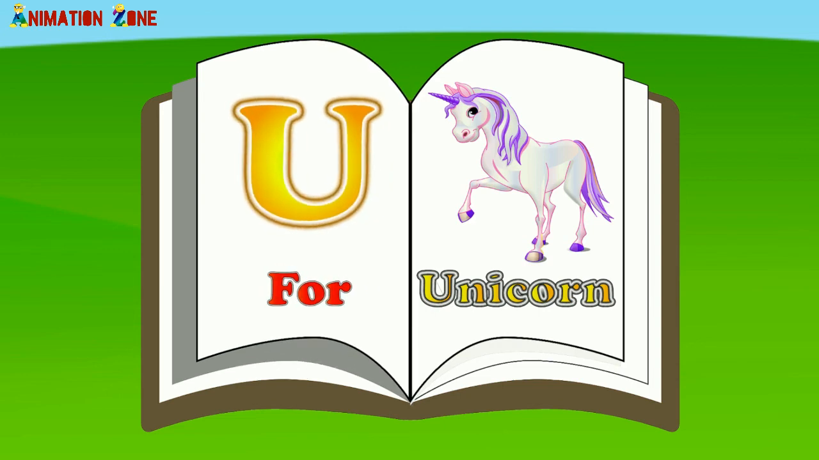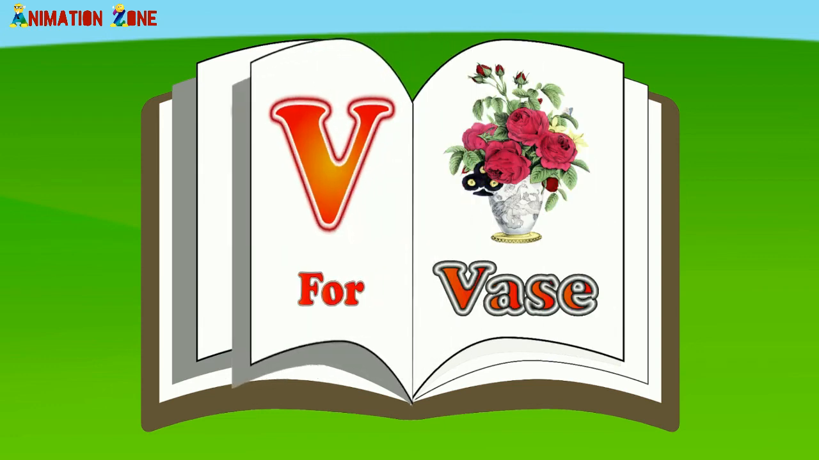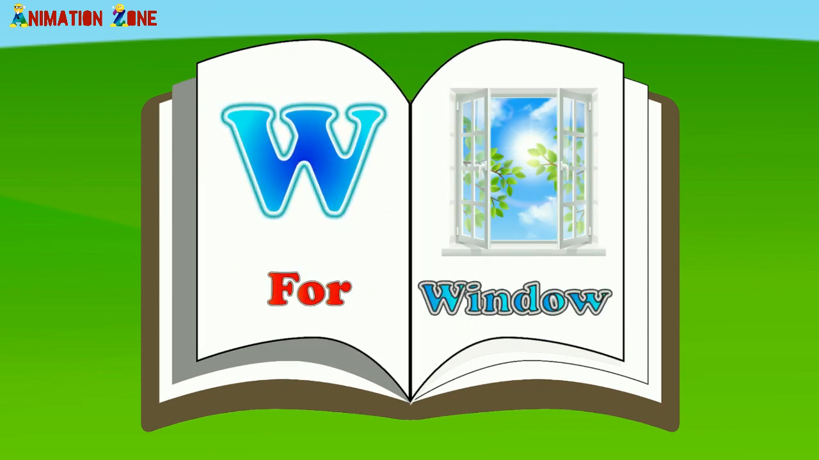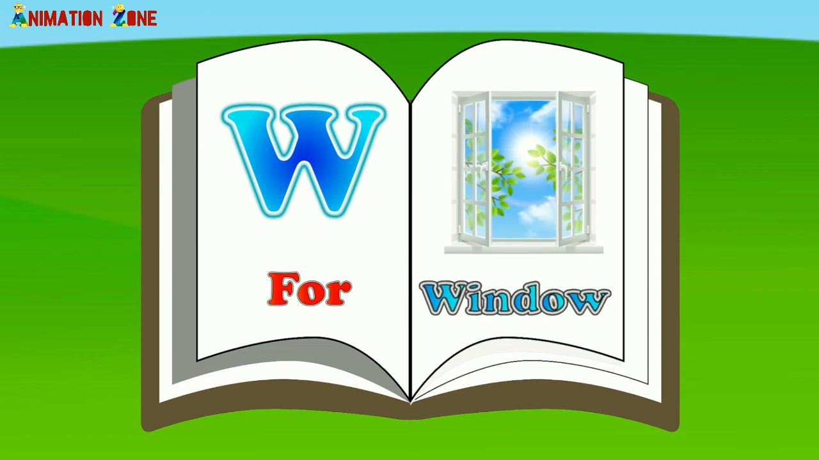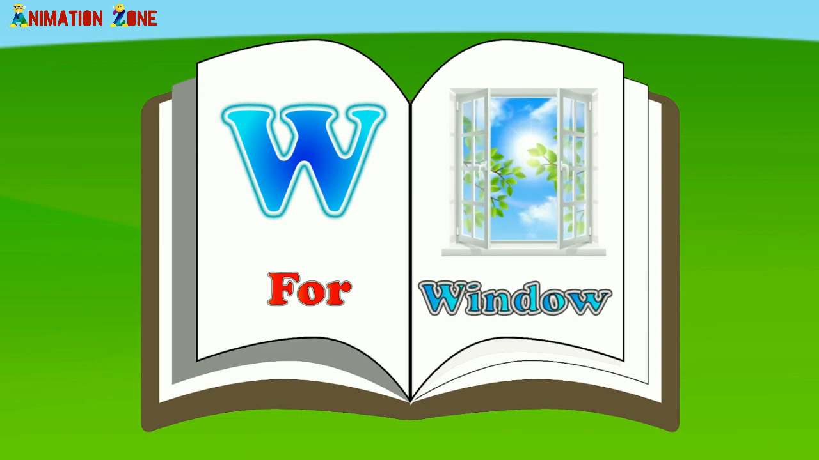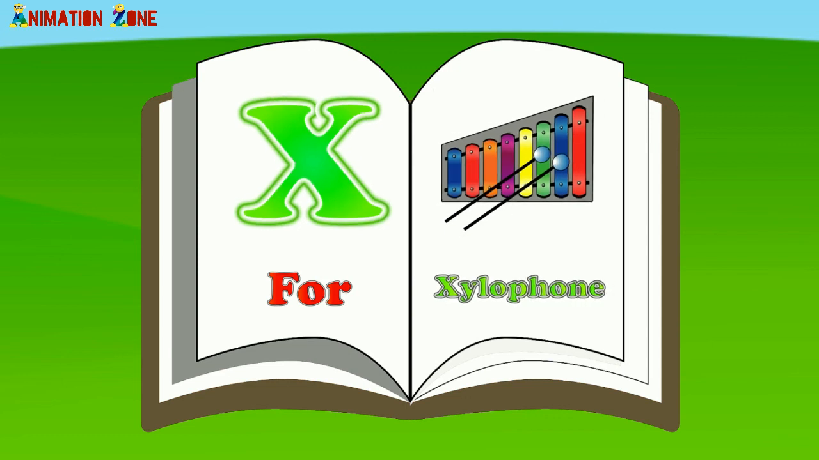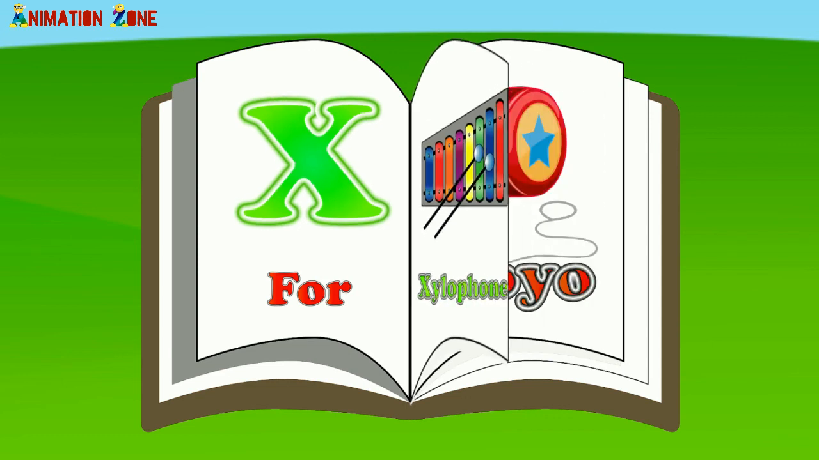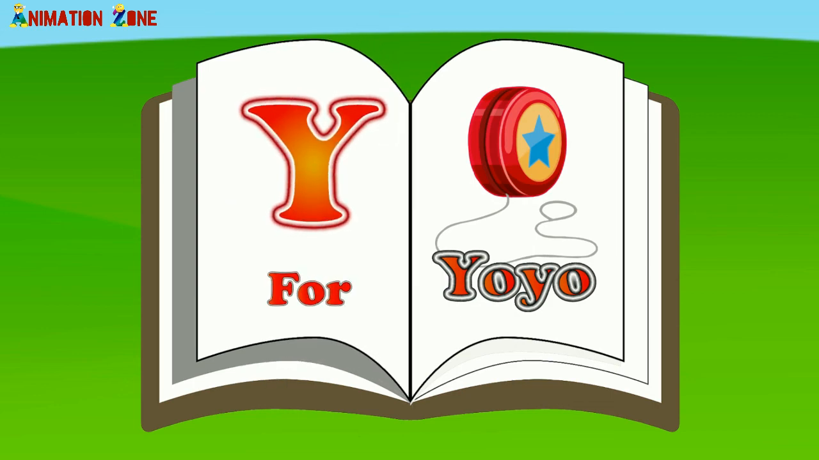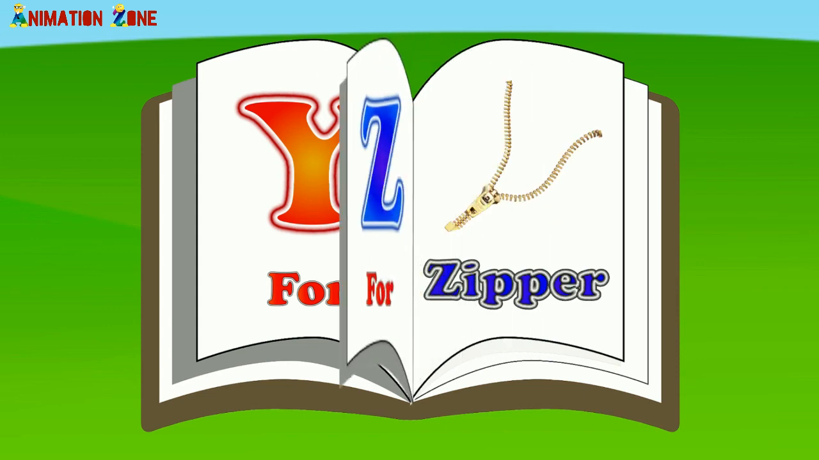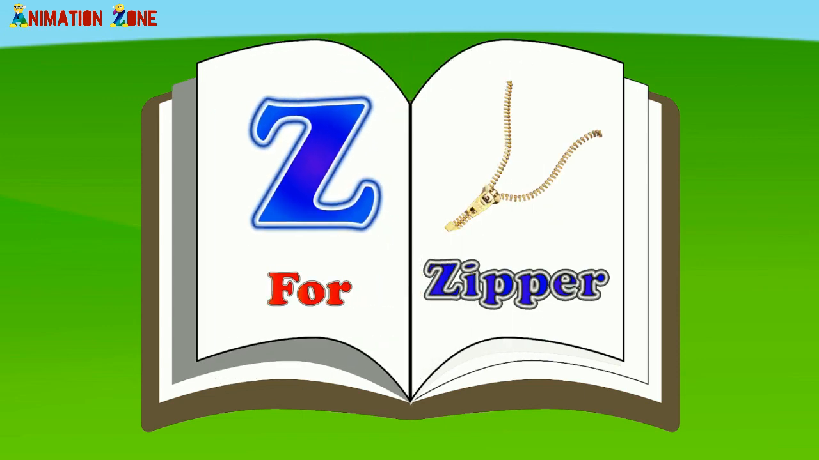U for Unicorn. V for Vase. W for Window. X for Xylophone. Y for Yo-yo. Z for Zipper.